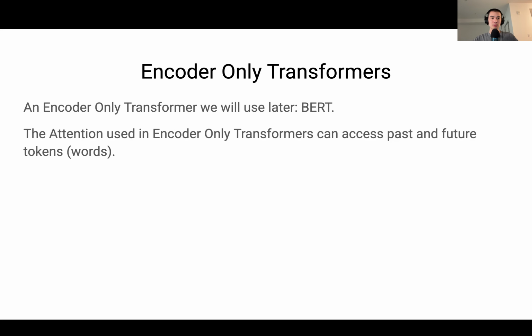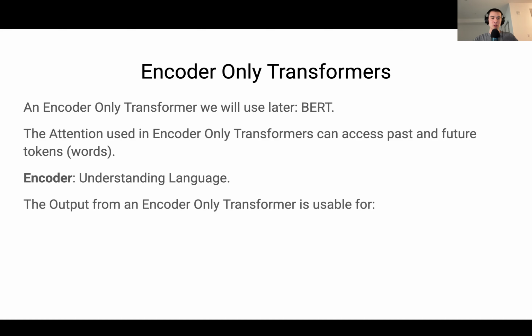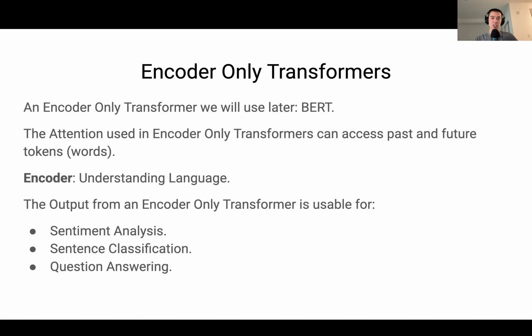Let's first talk about encoder-only transformers. An encoder-only transformer we will use later is called BERT. The attention used in encoder-only transformers can access past and future tokens or words. And remember that fundamentally, an encoder can be thought of as just understanding language. So the output from an encoder-only transformer is usable for things such as sentiment analysis, sentence classification, and question answering.